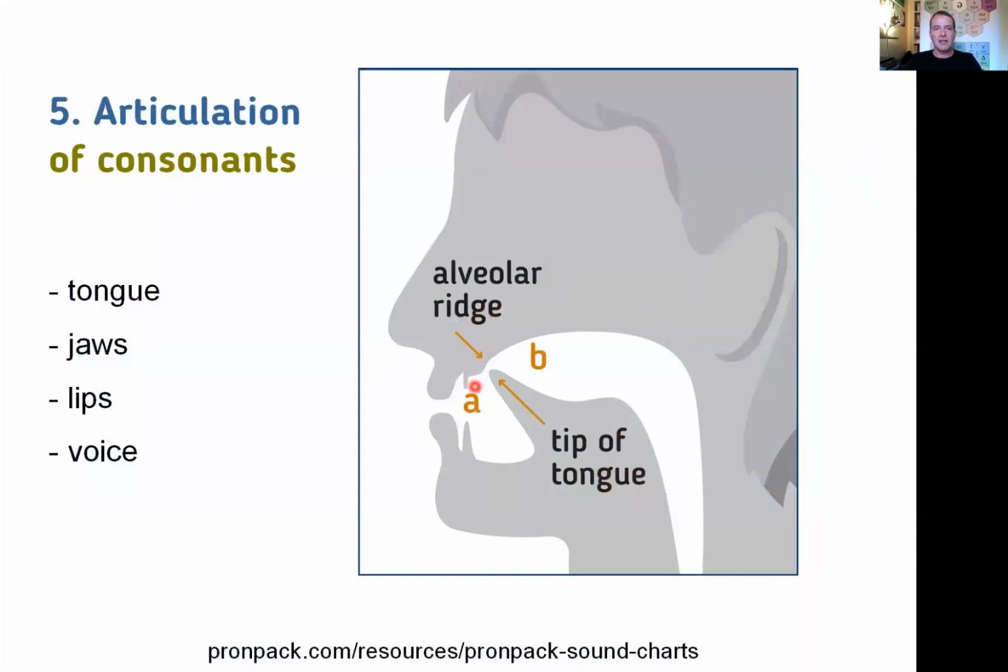Key concept 5, articulation of consonants. You've got to raise students' awareness of tongue, jaws, lips, and voice. Now, if you look at this picture here, there is a key area just here, which is a lump above the top teeth, the alveolar ridge. And the tip of the tongue is close or touching that lump in such a lot of consonants that it's worth getting students aware of that lump pretty early on.